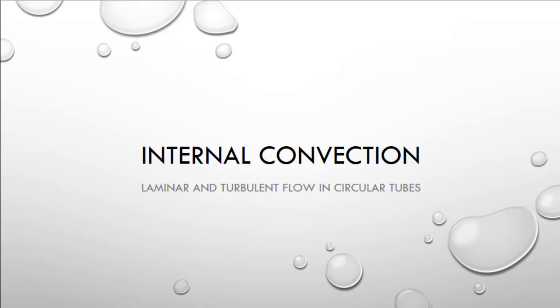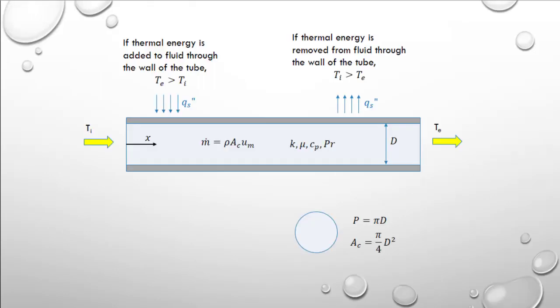The topic I'd like to discuss in this video is internal convection in circular tubes. And this is the basic geometry that we are going to assume for this discussion. We are going to have a tube where the axial coordinate is given as a function of x, and we have a constant cross-section. In this case, we're going to assume that we have circular tubes.